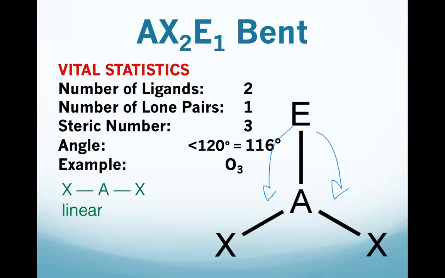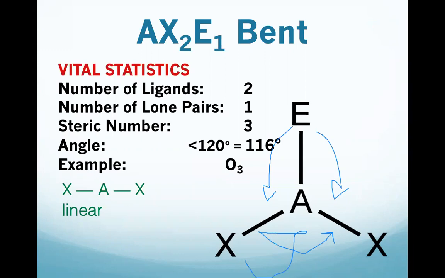So let's go ahead and take a look and see what goes on over here. If we take a look here, we actually have a bond angle down here of less than 120 degrees. So it's about 116 degrees, like it says over there. So it's a little less than what it would be for trigonal planar. And so it would be 116 degrees.